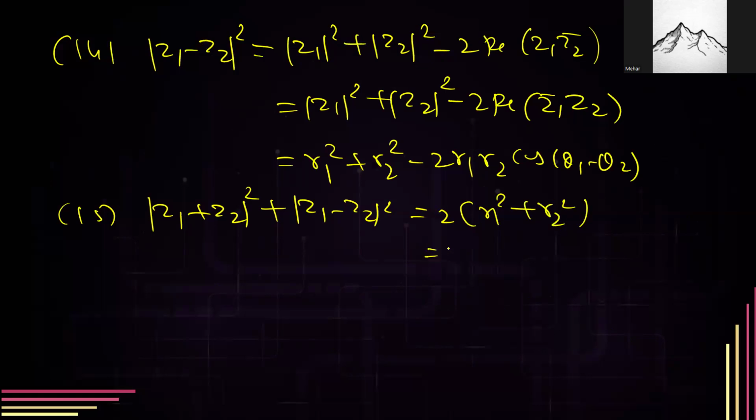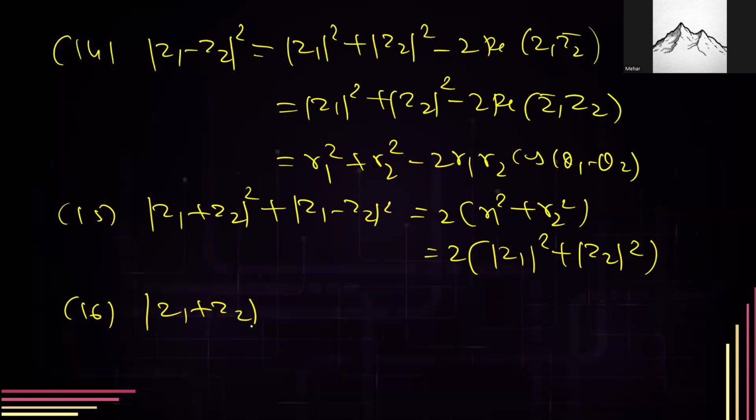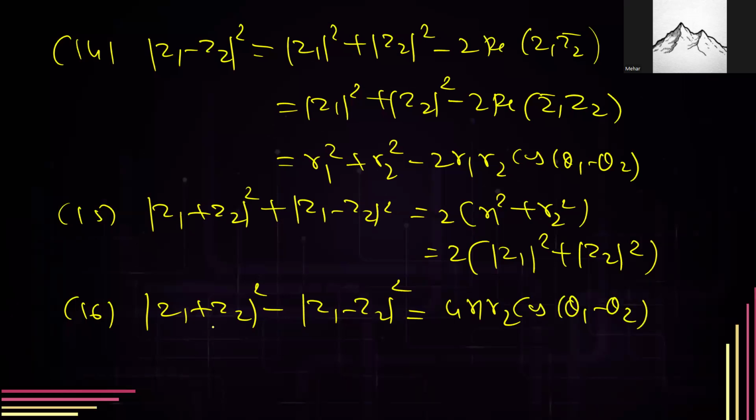That is 2 times mod of Z1 whole square plus mod of Z2 whole square. And in case you subtract them, mod of Z1 plus Z2 whole square minus modulus of Z1 minus Z2 whole square, you are going to get R1 square, R2 square cancelled out. You'll get 4 R1 R2 cos of theta 1 minus theta 2. This result also can be remembered.